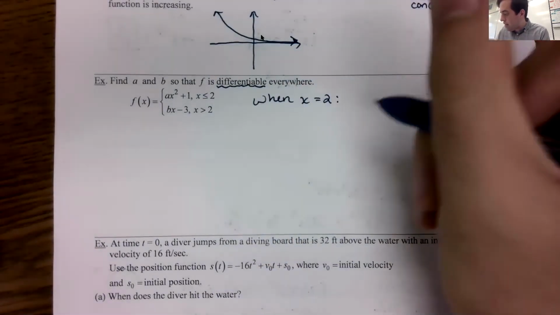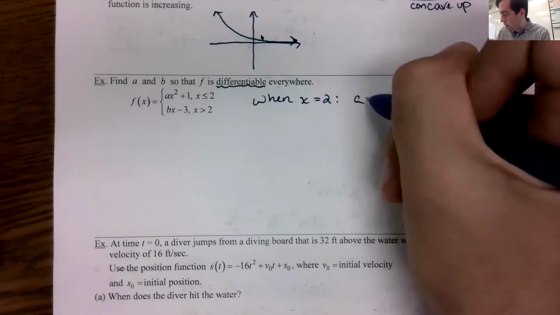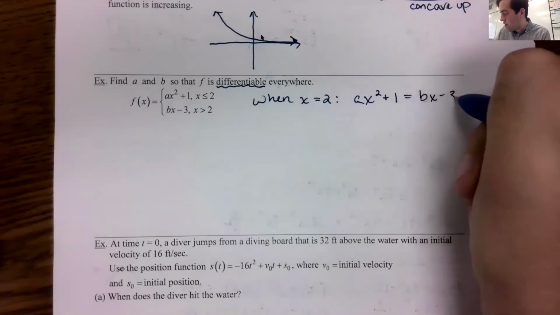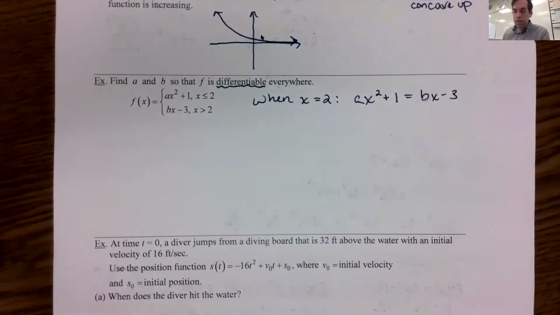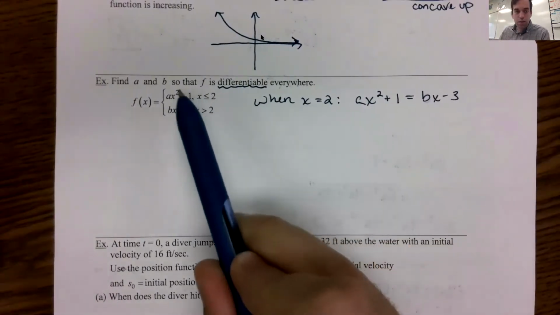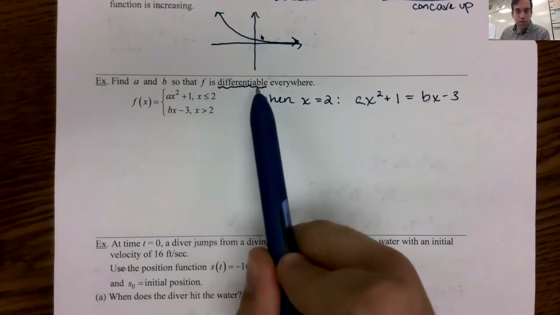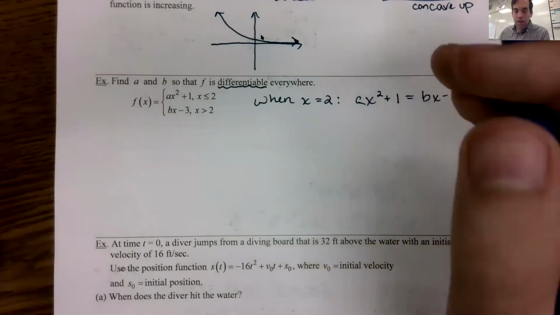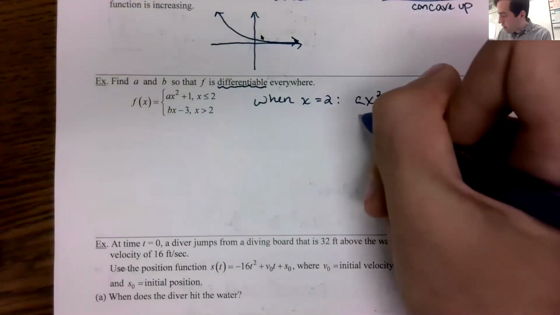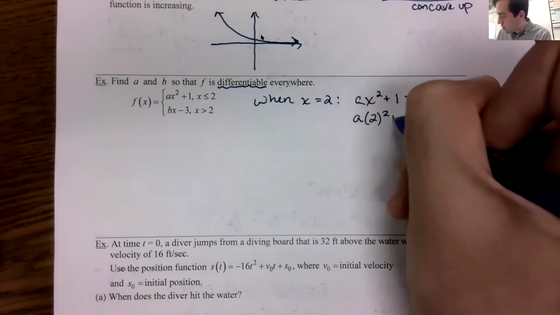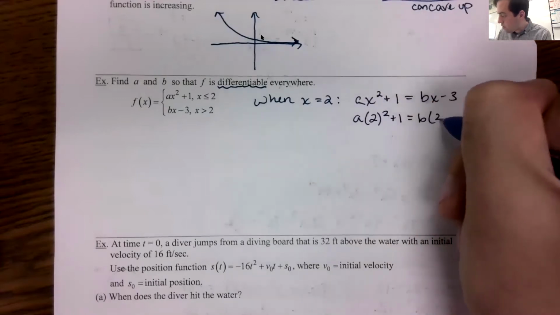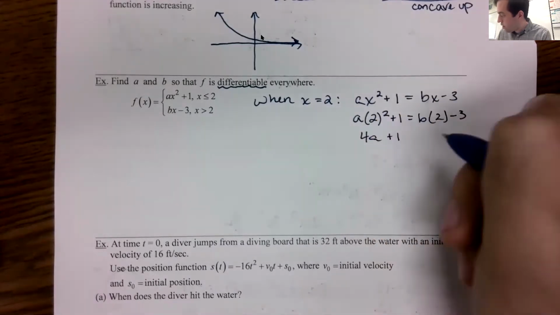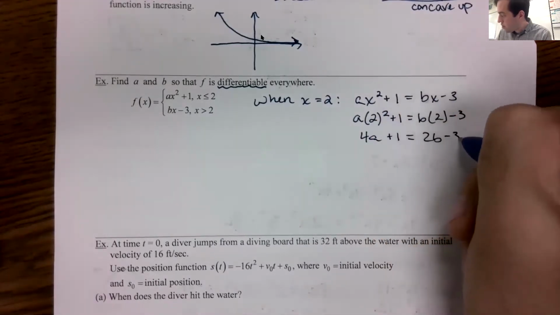So the first thing I'm going to do is think about when x equals 2, the left side, so in other words, the ax squared plus 1 is going to have to equal the bx minus 3. Now that doesn't always have to be true, but it does when x equals 2, because that's where these two meet. In order for it to be differentiable, it has to be continuous. So these have to meet at the same y value. So I'm going to plug in 2 for x. So we end up with 4a plus 1 equals 2b minus 3.